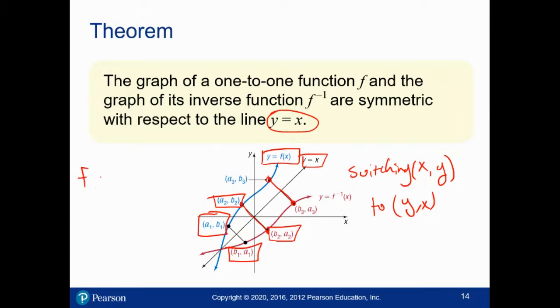The original function takes x and spits out y. The inverse function will take that y and return you back to x. It just reverses the role of what's the independent variable versus the dependent variable. It reverses the role of what you're putting in versus what you're getting out. It reverses the role of domain and range.